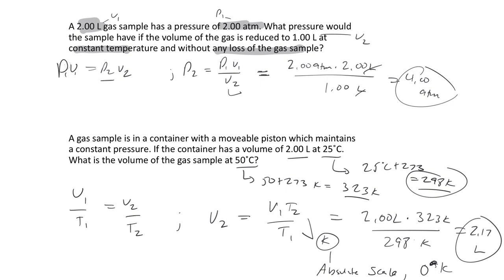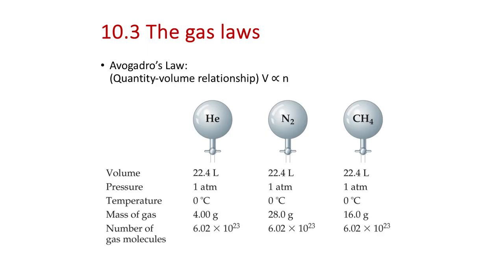So again, just have in the back of your mind in this chapter that almost nothing will be in degrees C. In chapter 10, everything is almost going to have to be in this Kelvin or absolute temperature scale within this chapter. Now the last of our gas laws is Avogadro's law.